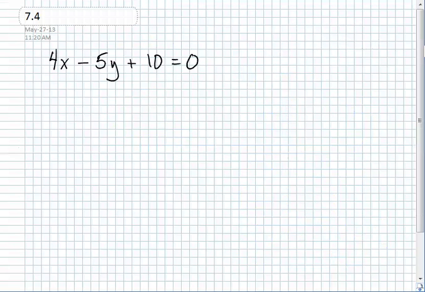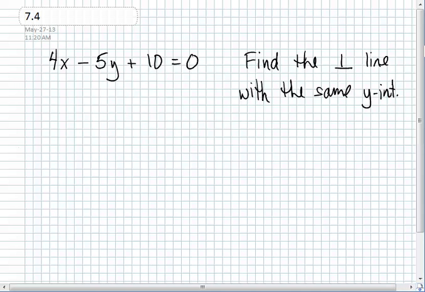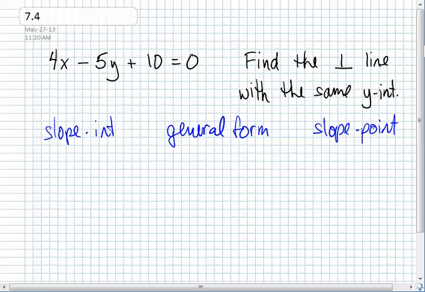For your homework, what I want you to do is consider this line in general form and find the equation of the perpendicular line with the same y-intercept. So the same y-intercept, but it's perpendicular, like they're perpendicular lines that intersect on the y-axis. I'd like you to write the equation of the line in all three forms: slope-intercept, general form, and slope-point form.